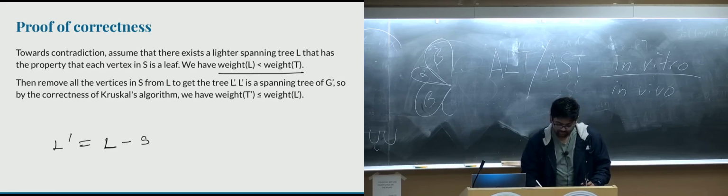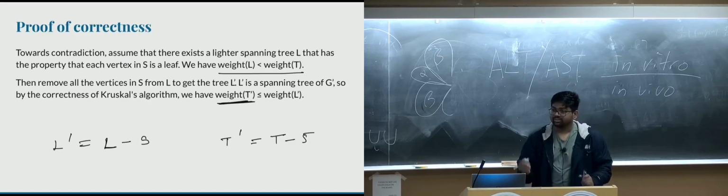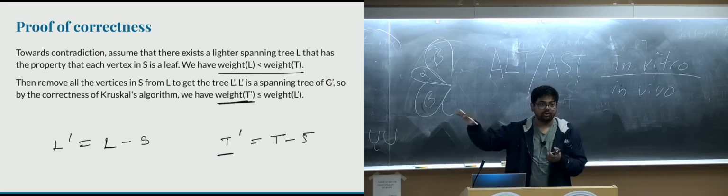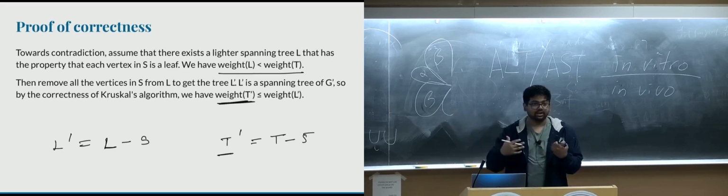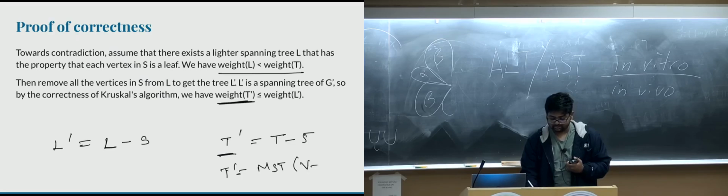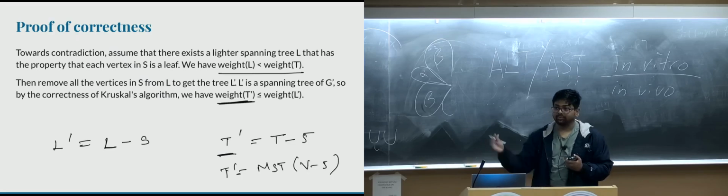We'll do the same for T. We'll create a T prime. By definition, we know that this thing here is the MST itself, right? Because that's what we are doing. This T prime was found by running Kruskal's. After removing all the vertices in S, we ran Kruskal, and that's how we got this T prime. So T prime is basically an MST on V minus S. That's correct, right? That's what we did in the algorithm.